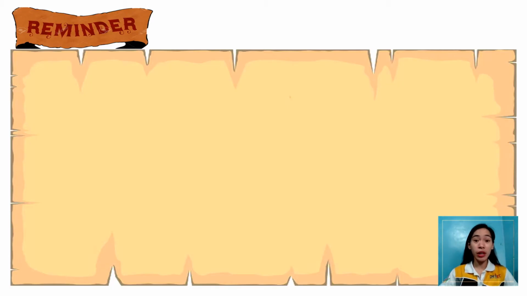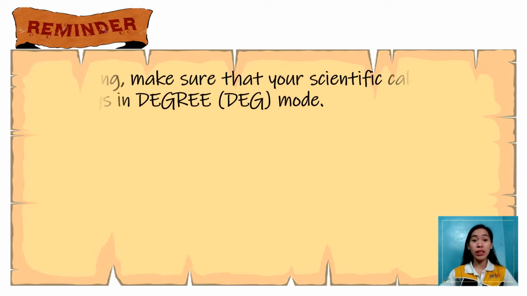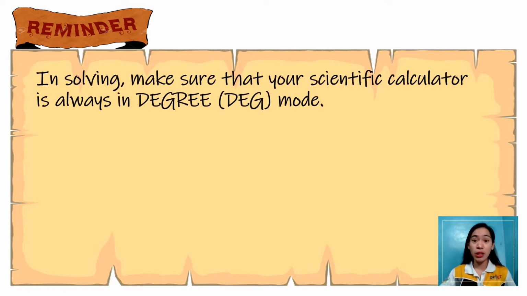Reminder: when we are solving, we need to use a scientific calculator because we cannot get the values of the other angles, since we can only compute for special angles such as 30 degrees, 45 degrees, and 60 degrees. So how about the other angles that are not special? That's why we need a scientific calculator. In solving, make sure that your scientific calculator is always in degree mode, or DEG mode.